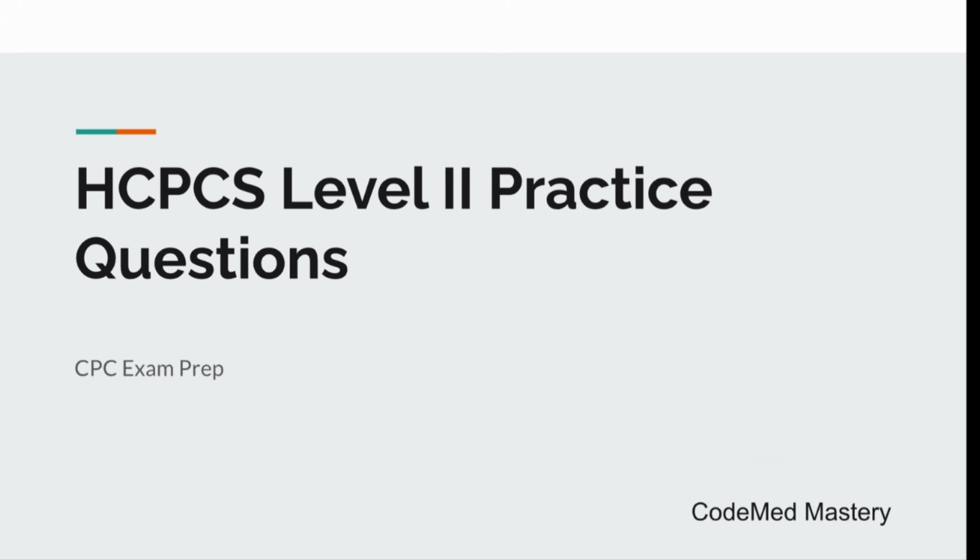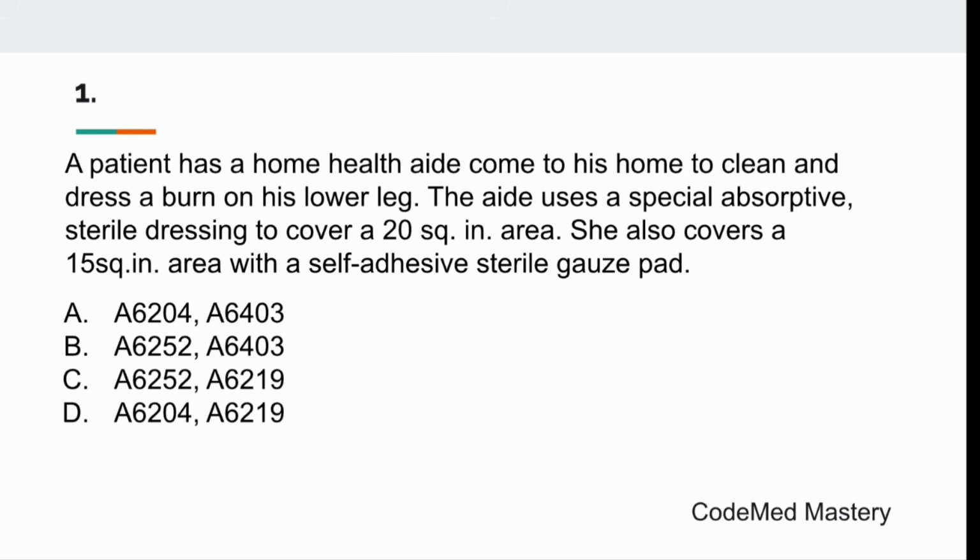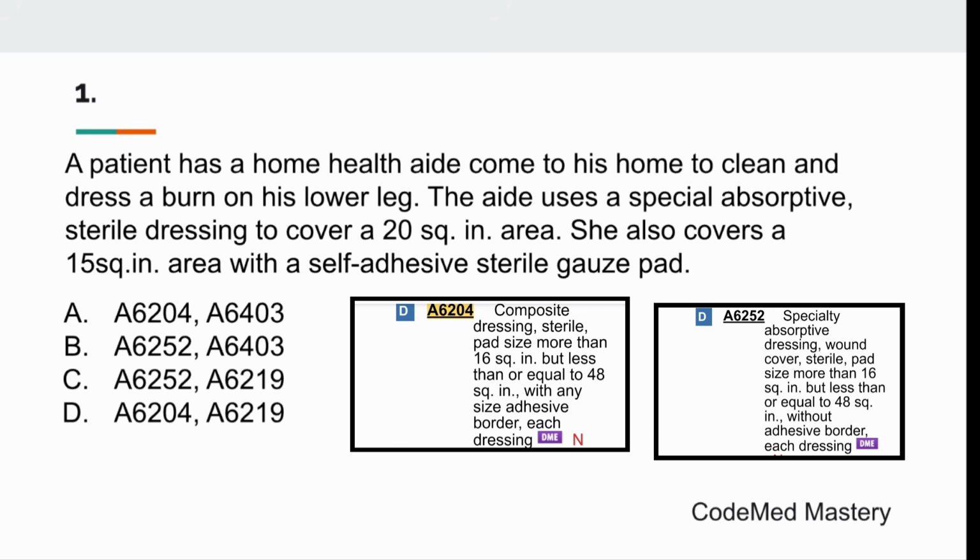Let us see the first question. We'll check the options first. Each option has two codes. So let us check the first code from each option. In option A and D, the code is A6204, and in option B and C, the code is A6252. Let us decide between these two codes. It will be easy to eliminate the wrong options.